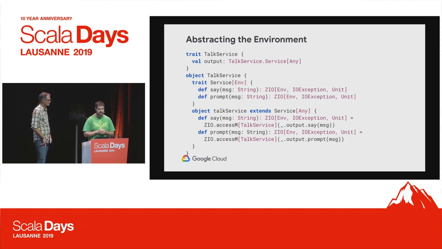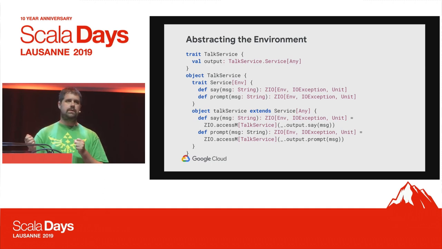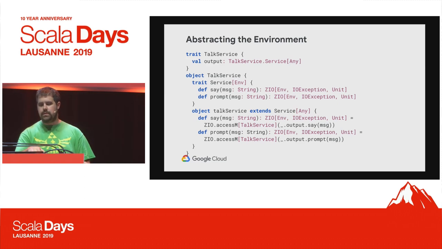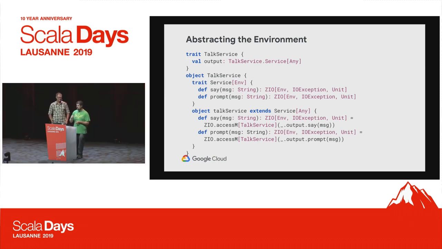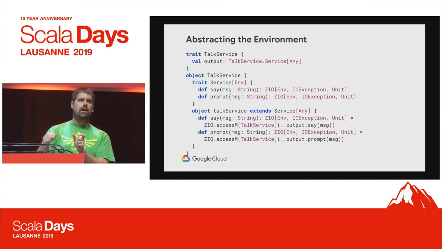So here we create a talk service. A talk service is a single value that implements a trait. And the trait is your API. This is the thing that you use to call that looks like it mutates, right? So I have a service that has say and prompt in it that takes in a message, just like I had in my mutable interface, and it's going to return something wrapped in ZIO. I'm going to define this trait TalkService, which is my environment. This describes that in my application, anytime I see something that takes a TalkService as an environment, it means I have to provide an implementation of this API to run that code.